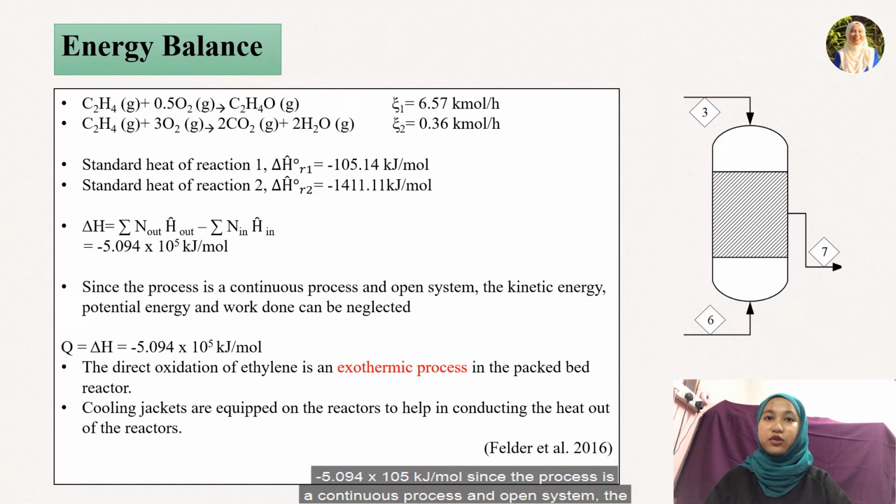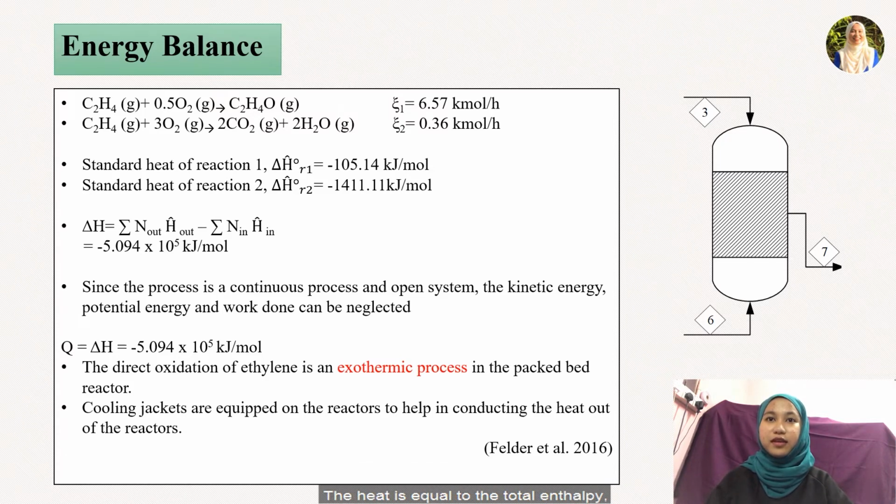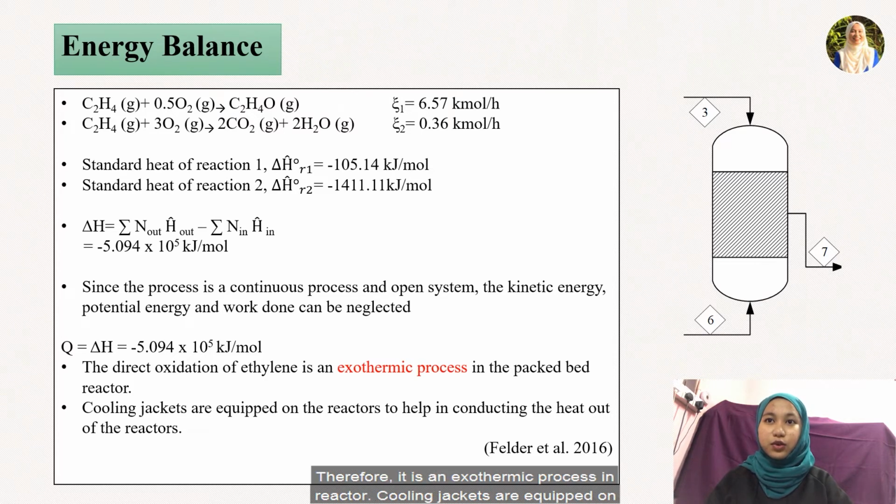Since the process is continuous and an open system, the kinetic energy, potential energy, and work done can be neglected. The heat is equal to the total enthalpy, which is negative 5.094 times 10 power 5 kJ/mol. The heat is a negative value, so it is an exothermic process in the reactor. Cooling jackets are equipped on the reactors to dissipate the heat released.